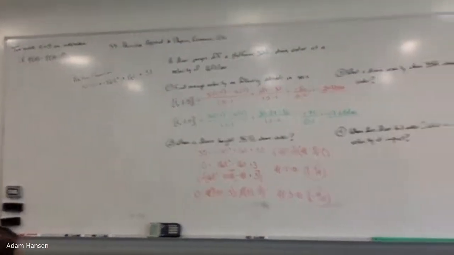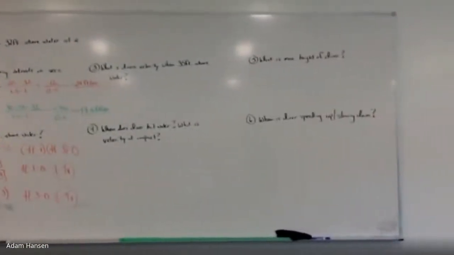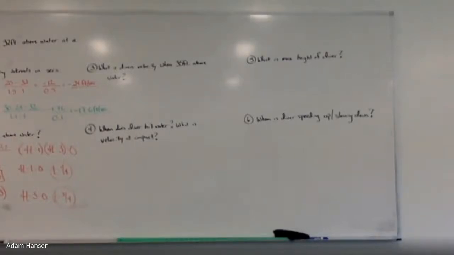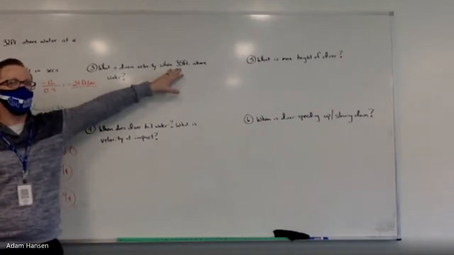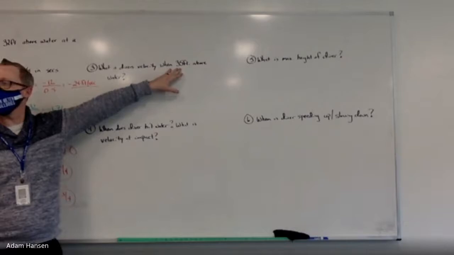Now let's try some other stuff here. What is the diver's velocity when he is 35 feet above the water? How is this question, number 3, different than the average velocity we calculated back in part 1? Rather than an interval of time between 2 points to find the average velocity, now we just have 1 moment in time. How do I find the velocity at one exact instant?